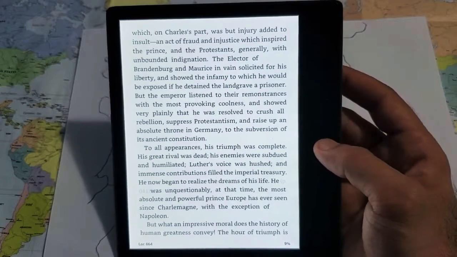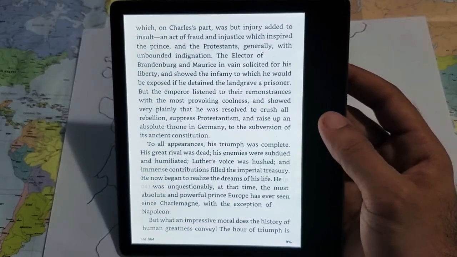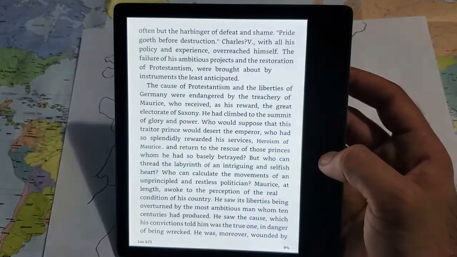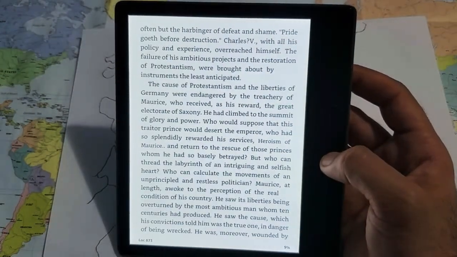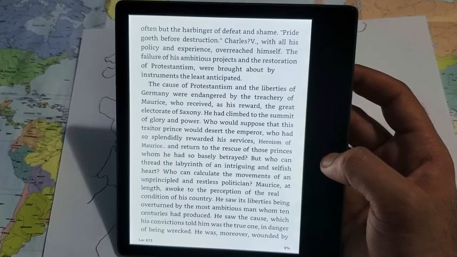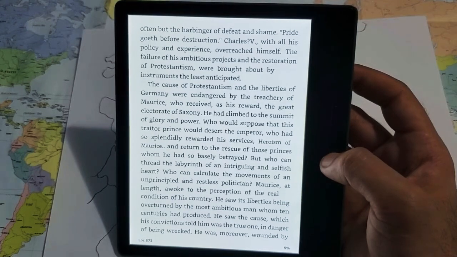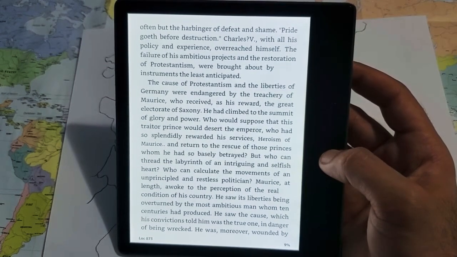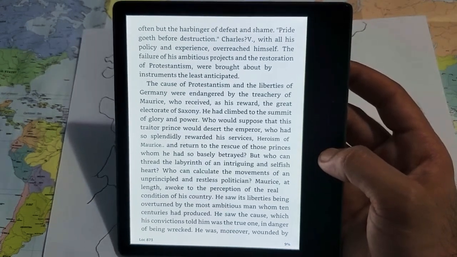But what an impressive moral does the history of human greatness convey? This is the funny part. The hour of triumph is often but the harbinger of defeat and shame. Pride goeth before destruction, as the scripture says. Charles V, with all his policy and experience, overreached himself. The failure of his ambitious projects and restoration of Protestantism were brought about by instruments the least anticipated. He had no idea what was coming.